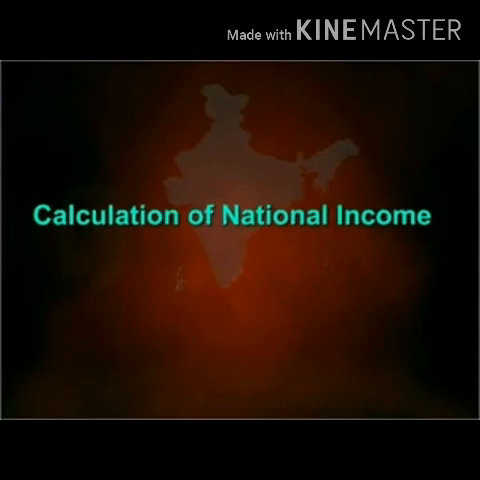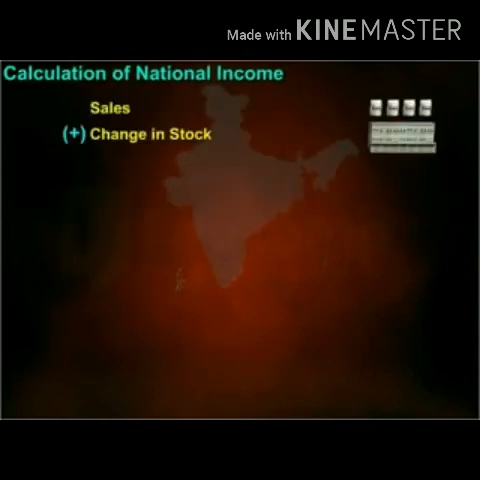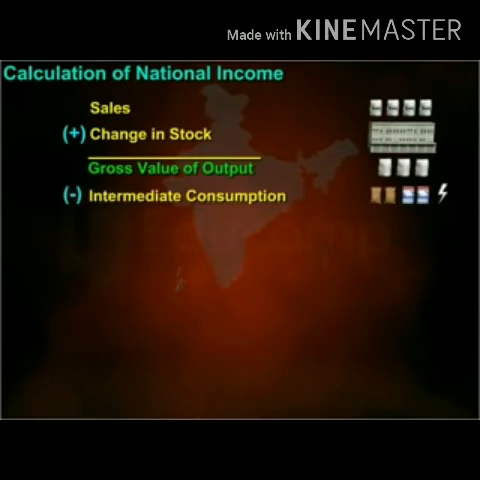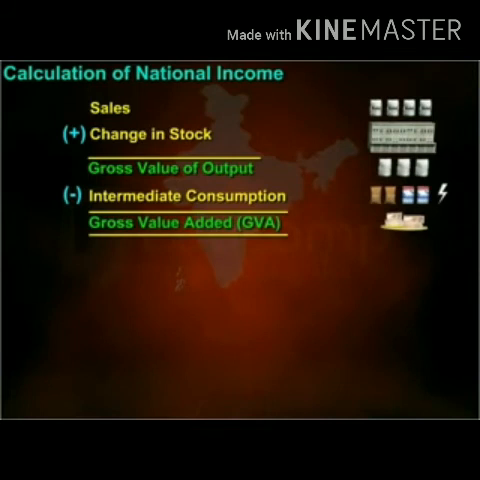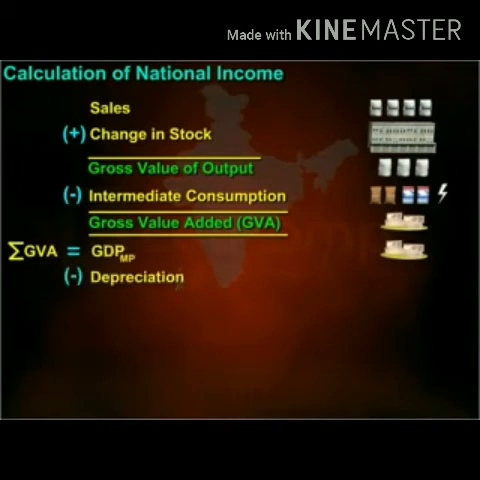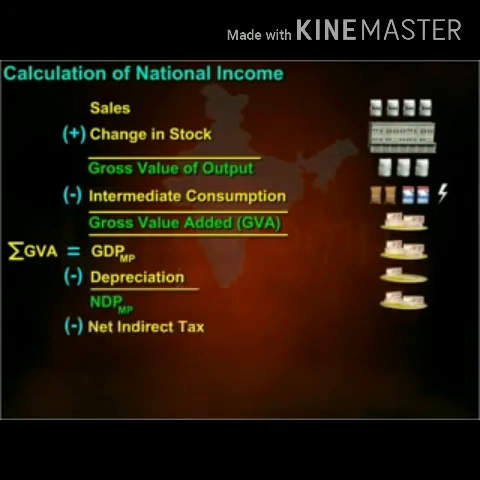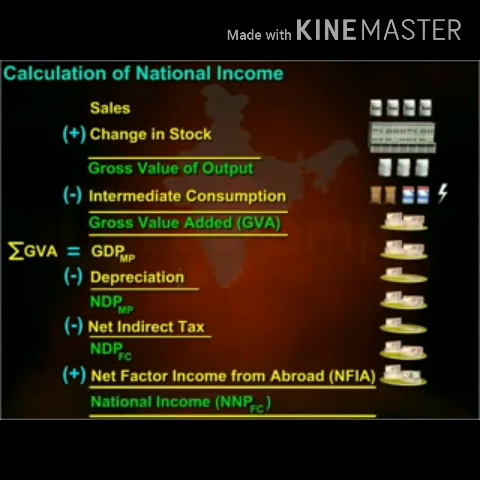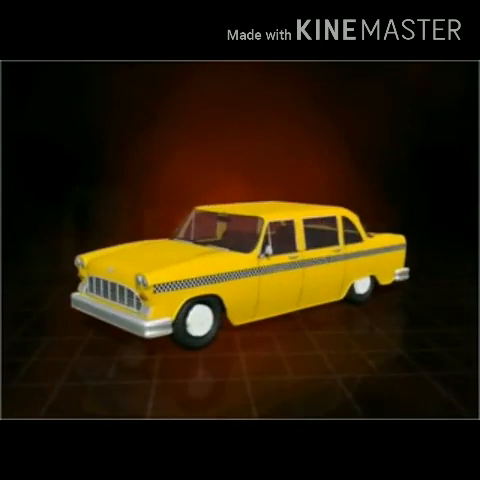Now for the calculation of national income, we will sum up the formula as a flow chart. Sales plus change in stock gives the gross value of output; minus intermediate consumption gives gross value added. The sum of gross value added is GDPMP, gross domestic product at market price; minus depreciation gives NDPMP; minus net indirect tax gives NDPFC, factor cost; plus NFIA gives national income, that is NNPFC.